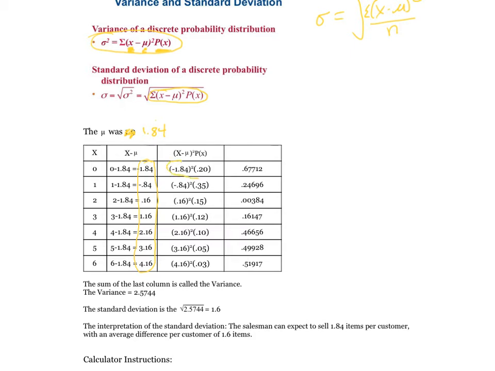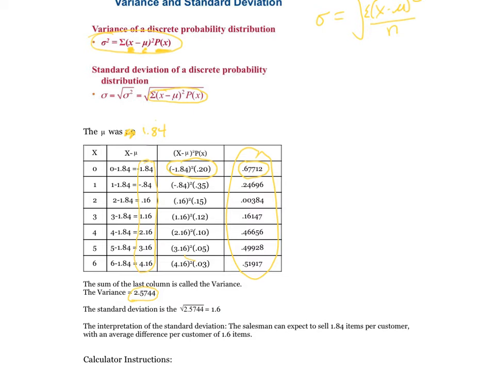So I would do this calculation and get 0.67712, and et cetera, et cetera. So I would do that calculation for every value. And then the sum of this last column over here, that's called the variance. Okay, so on my calculator, I added those up quickly, and I got 2.5744. So that's the average spread of the squared distances around the expected value.